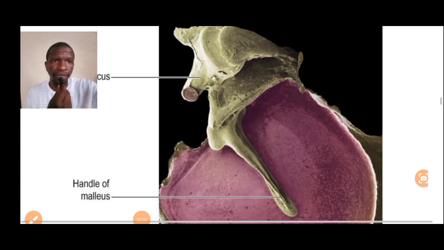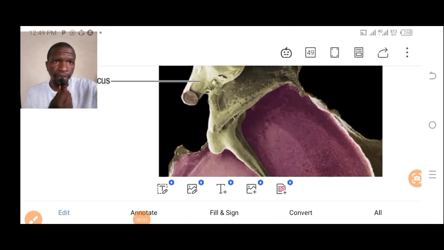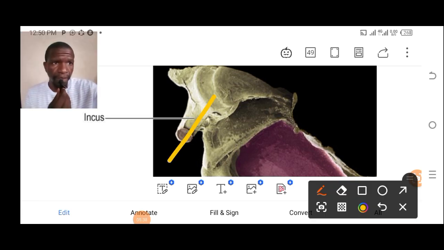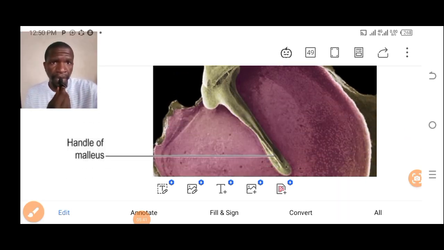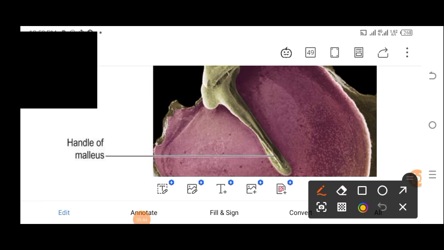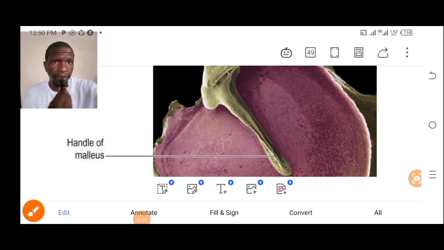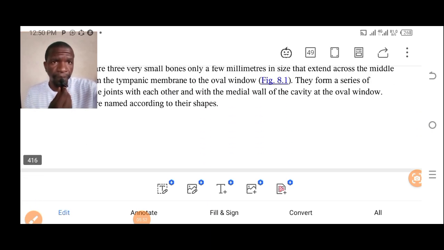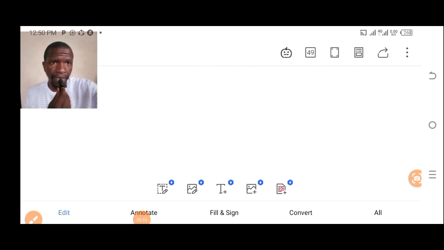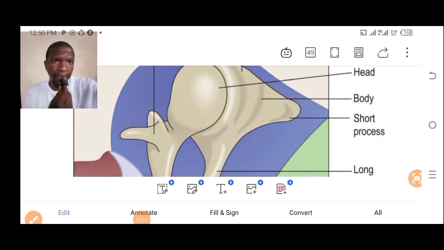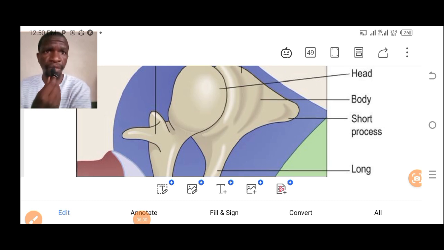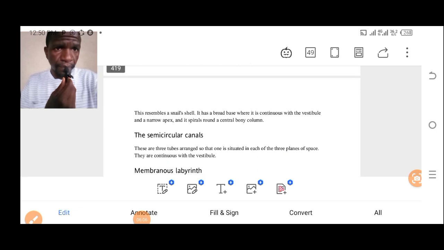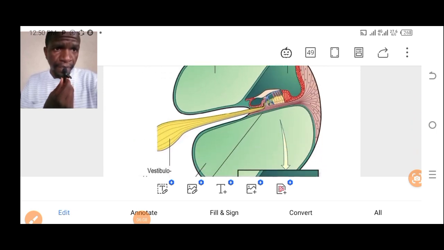Let us look at the parts of the middle ear. The incus and the malleus are all parts that are found in the middle ear. Let me look at another diagram which clearly illustrates these parts of the middle ear, if I can find that diagram.